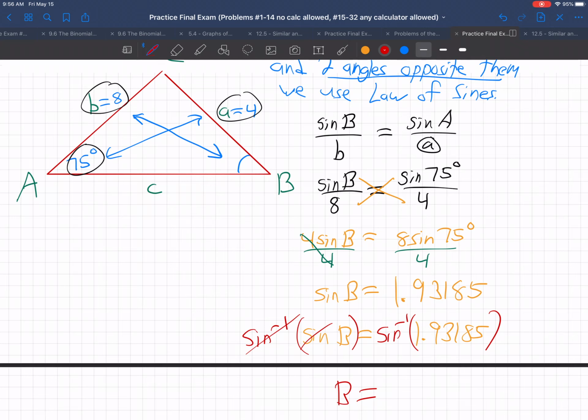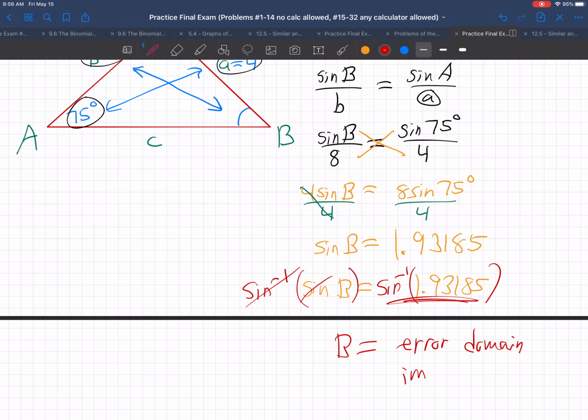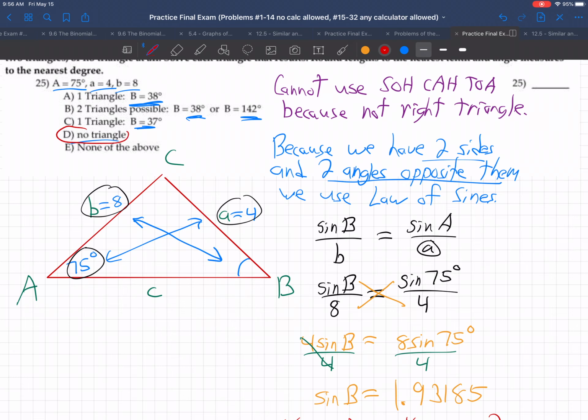And so capital B, hit the buttons on your calculator. I'll hit the buttons on mine. And it says domain error. What does that mean? It means this is impossible. This cannot be the case. So that means no triangle.